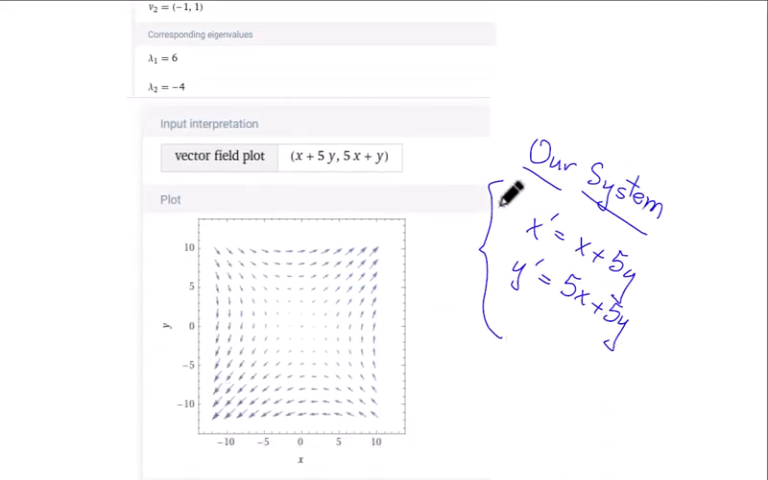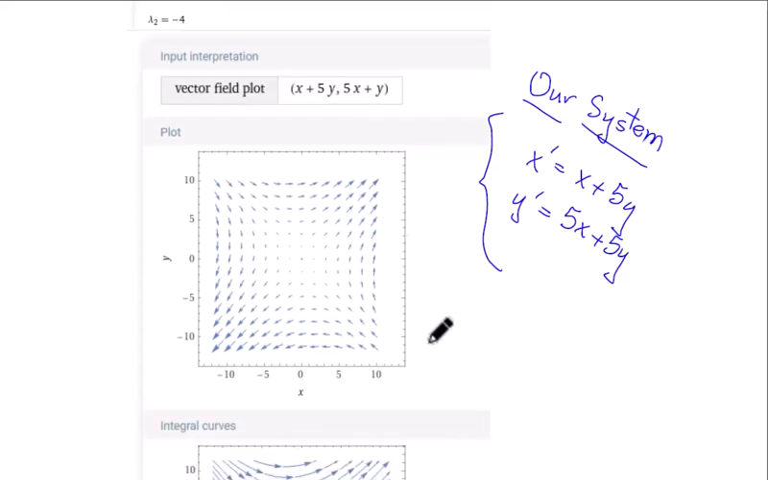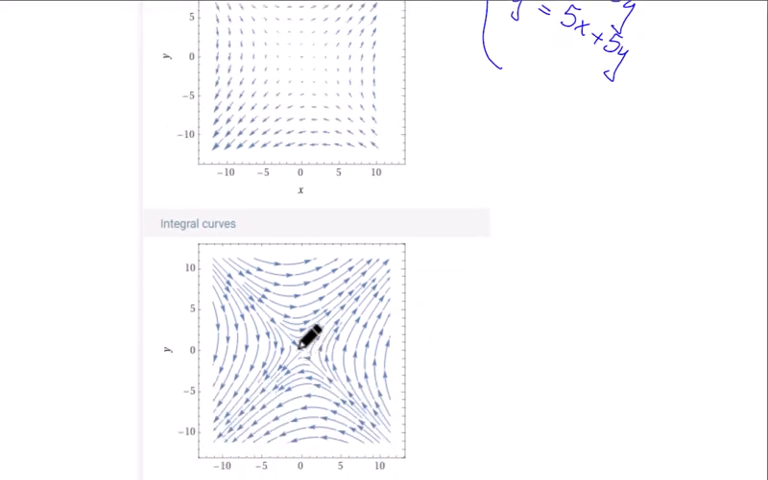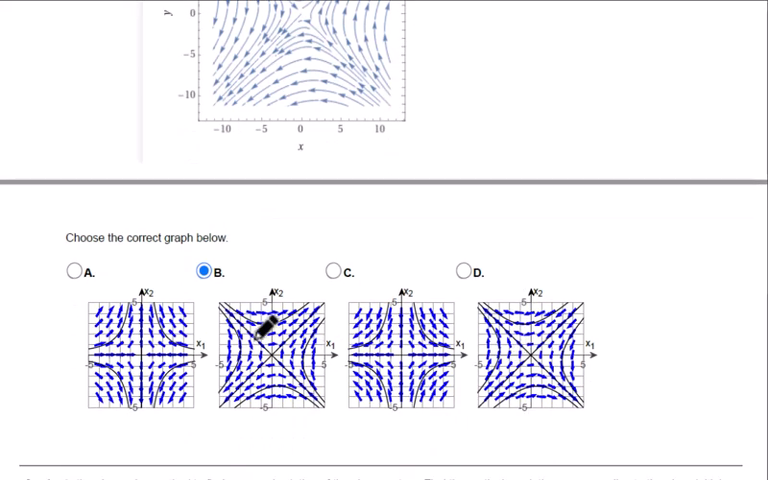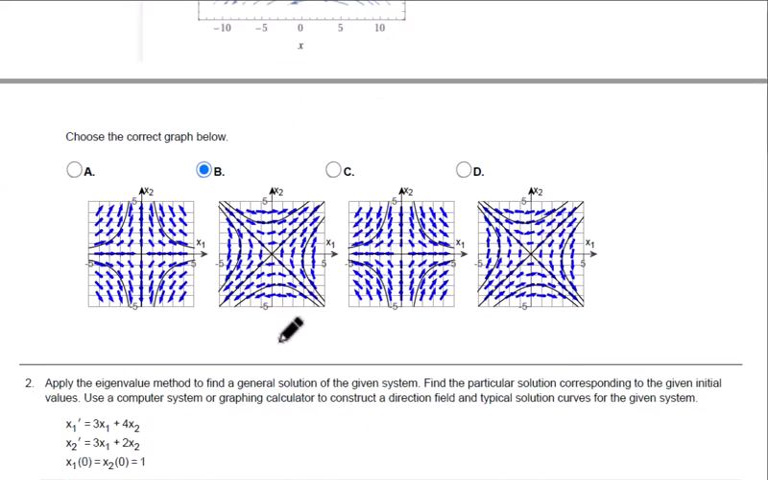This was our original system. You can say vector field plot, and it'll give me the vector field plot. It'll also give me the integral curves, showing me what the solutions would be based on my initial conditions at time 0. And that corresponds, if you look at the graph here, to B.